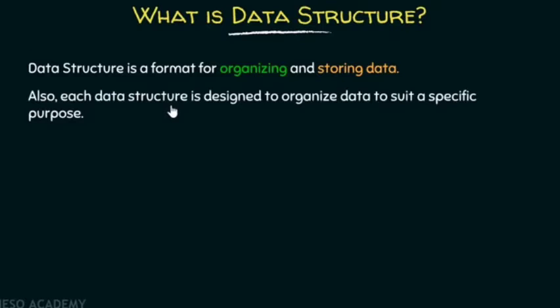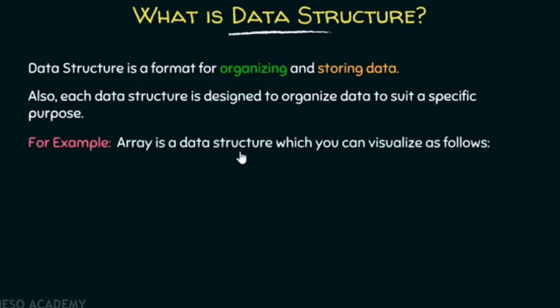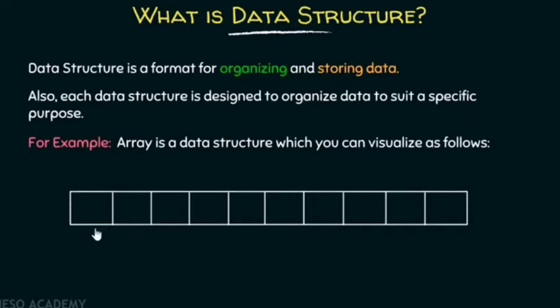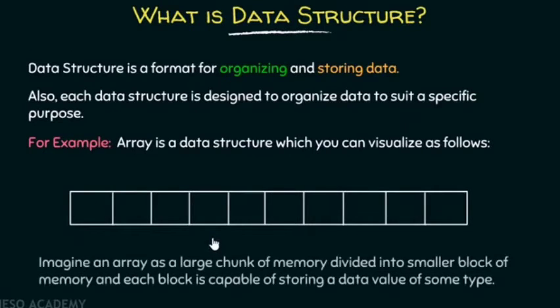Also, each data structure is designed to organize data to suit a specific purpose. For example, an array is a data structure which you can visualize as follows. This is the way you can visualize an array. It's a large chunk of memory divided into smaller blocks of memory, and each block is capable of storing a data value of some type. This is the way you can visualize an array.